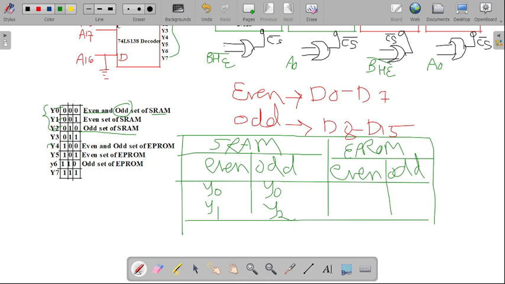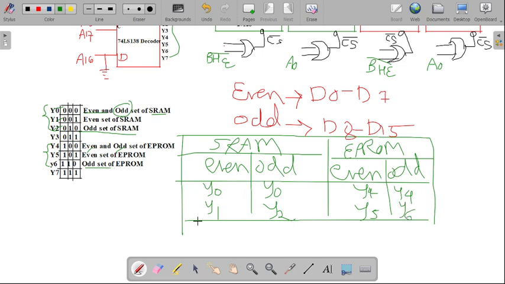Now this Y4, Y5 and Y6 will be used with our even and odd set of our EPROM. So Y4 will be used with the even as well as the odd set of EPROM, so I am writing here Y4 in both the cases. And the next one, for the even set, I am only writing here Y5, and for the odd set, I am writing here Y6.